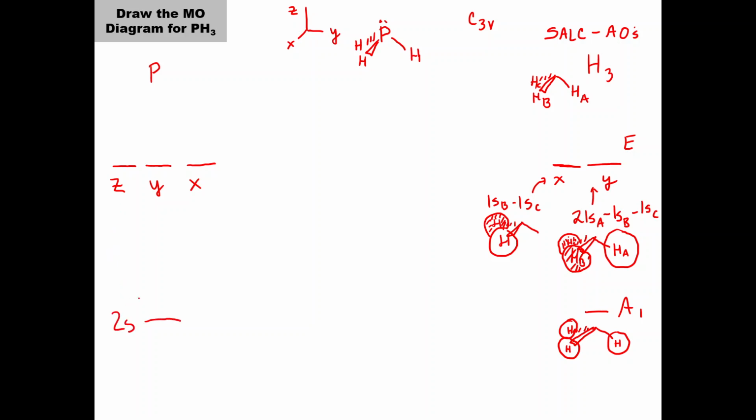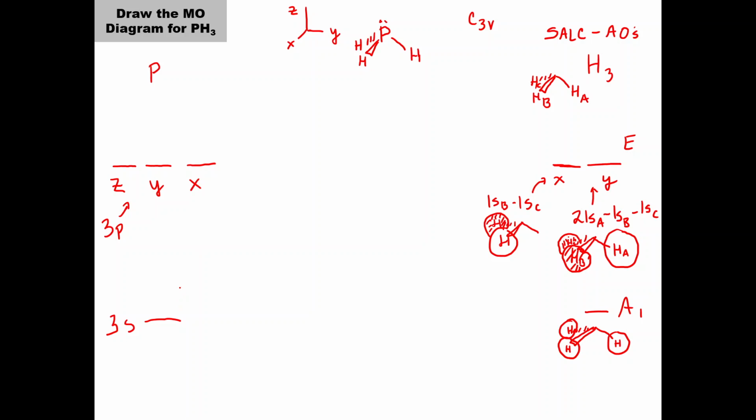Nope, it's not 2. Where are we? Phosphorus? 3. Thank you. Okay. Thank you to my brain. All right. 3S. I would count off for that. Okay, and these right here are the 3P orbitals.